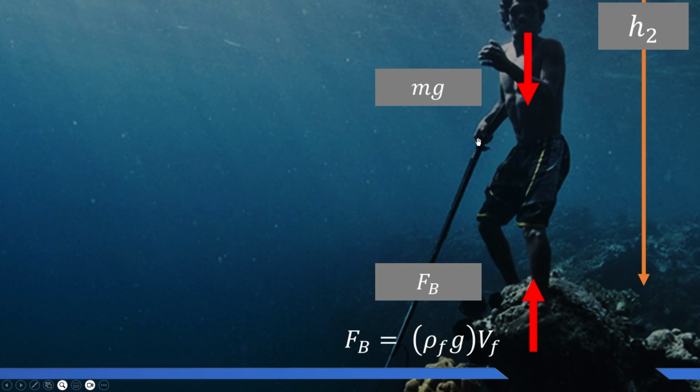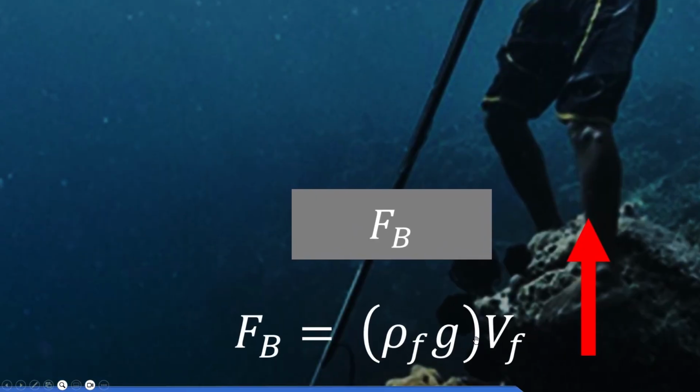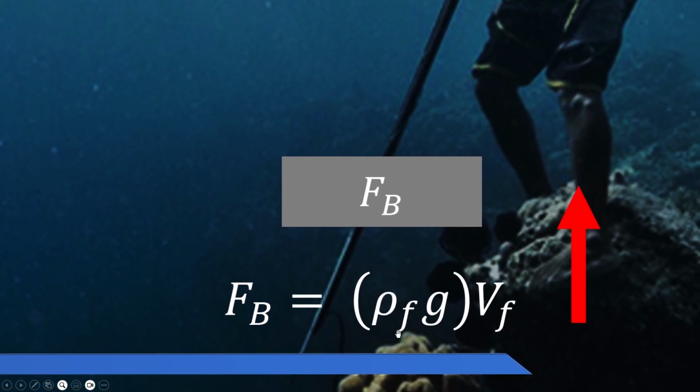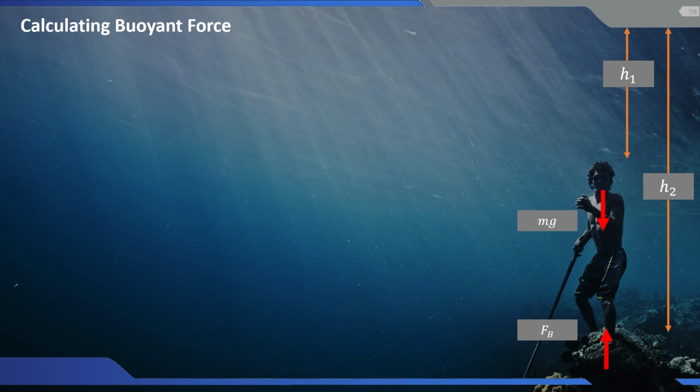When an object is submerged in a fluid, it experiences an upward force known as the buoyant force. We can denote buoyant force as Fb. The Fb can be calculated by multiplying the volume of the displaced fluid, the fluid density, and the acceleration due to gravity. Let's discuss how to derive this equation.